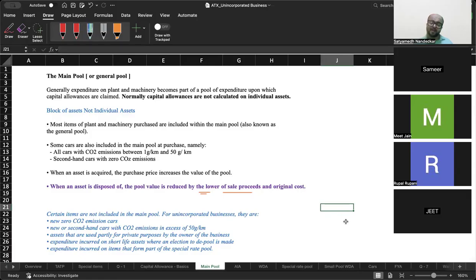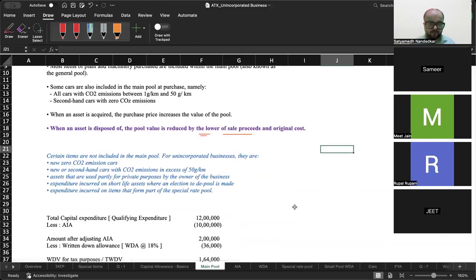Then, when an asset is acquired, the purchase price increases the value of the pool. When an asset is disposed of, the value of the pool is reduced by the lower of sale proceeds and original cost. So compare the sale proceeds of the asset and the original cost of the asset, whatever is the lower of the two has to be subtracted from the main pool, and then you arrive at the balance amount, and on that you will calculate the written down allowance.